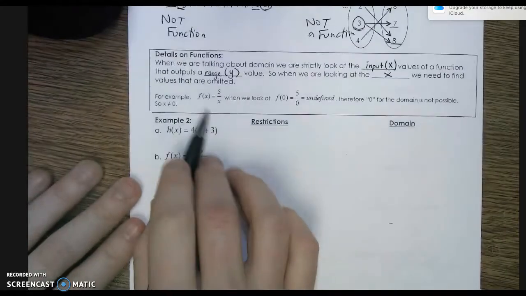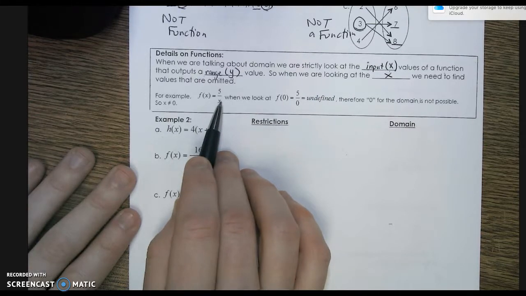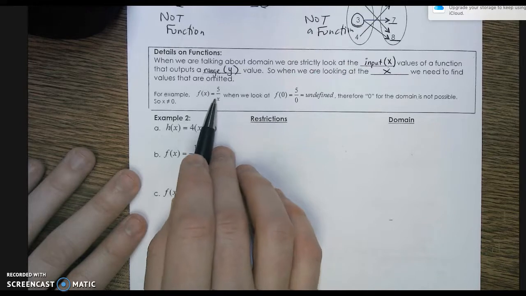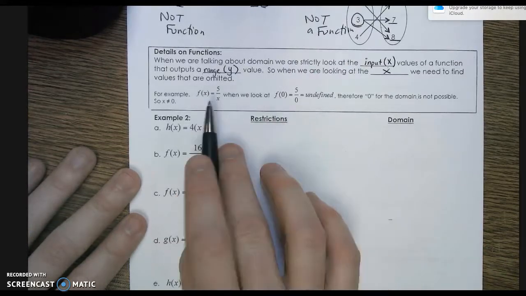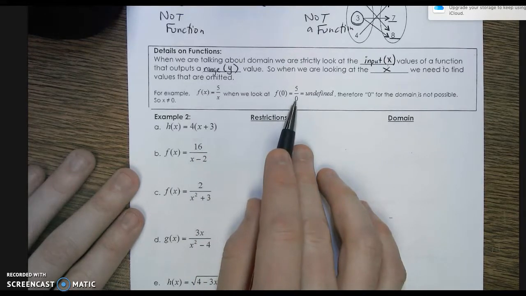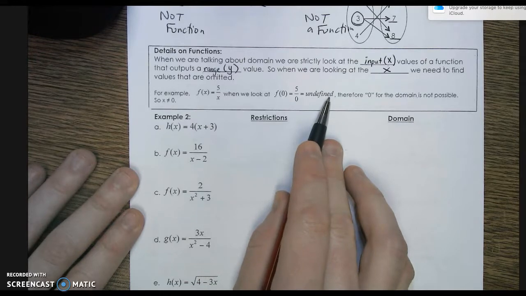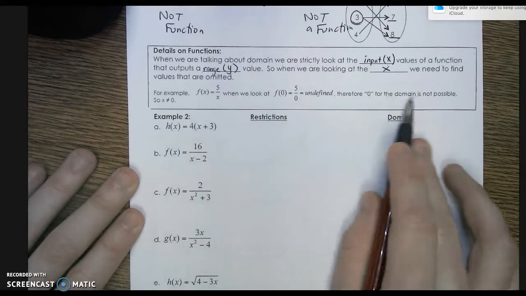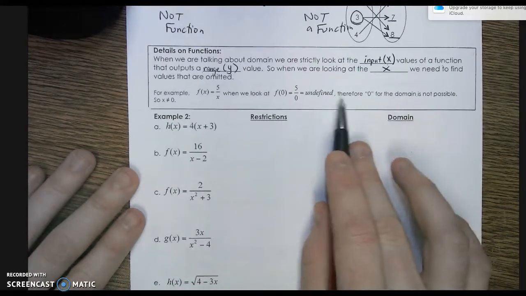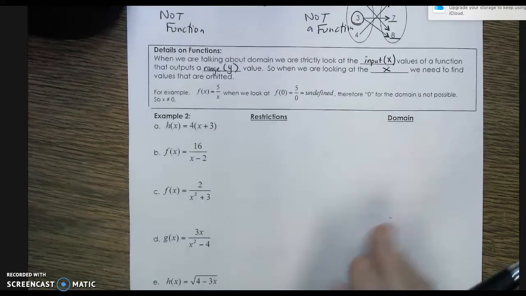So let's look at this simple function here, 5 over x. We can plug in an infinite number of numbers into x, except we cannot plug in 0, because when we plug in 0 for x, we get 0 in the bottom of a fraction, so 0 in the denominator creates an undefined number. Therefore, 0 cannot be in the domain. So we're going to have to restrict the domain for that function. And so we would say x cannot equal 0.